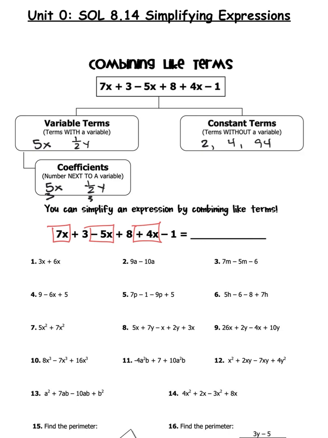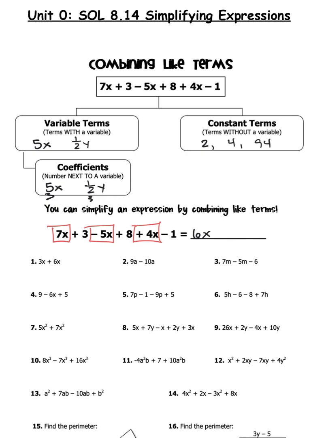So here, with combining like terms, all you're doing is simply combining your coefficients. Your variable is going to stay the same. So I have 7x minus 5x. 7 minus 5 is going to give me 2. And then I have plus 4. So 2 plus 4 is going to give me 6. So far I have 6x as a term.